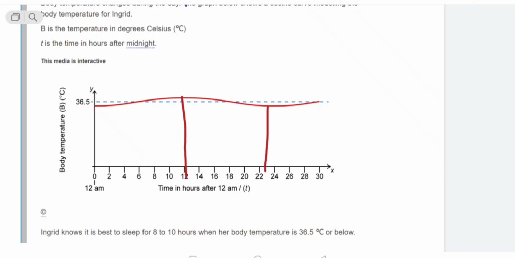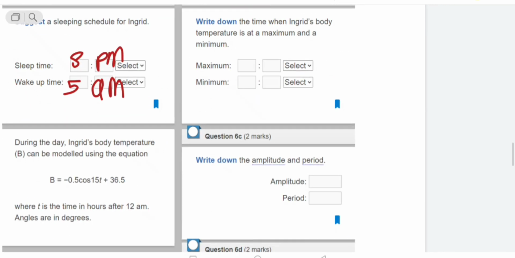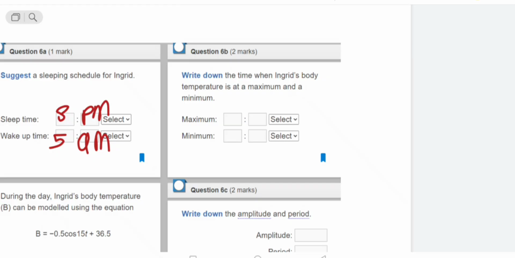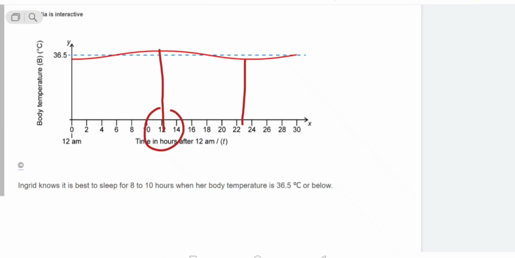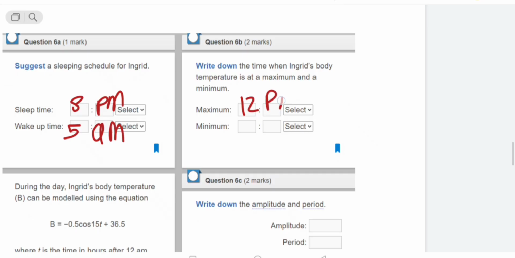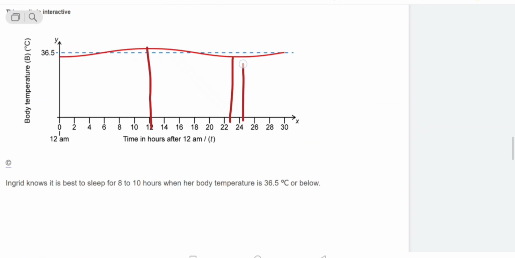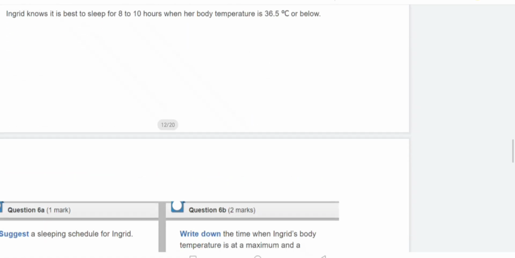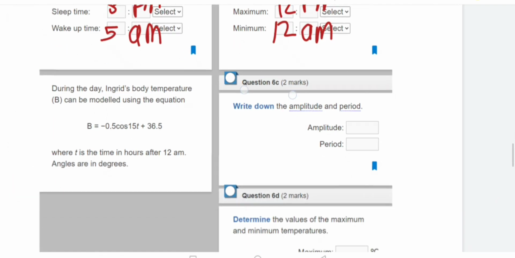So what time was the maximum? We saw the maximum was at 12. Yeah, 12 p.m., because this one is 12 a.m., so this next one is 12 p.m. Then down it is also like that, because every 12 is better, so this is the best. So again the next is 12 a.m. Okay, I hope it is clear.